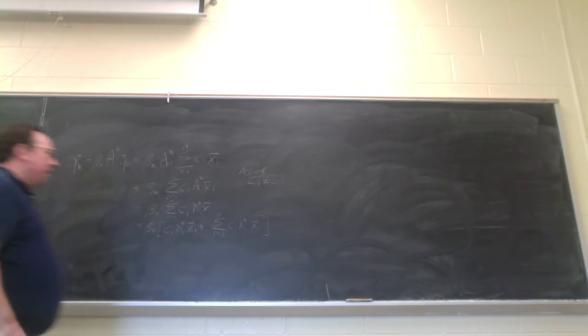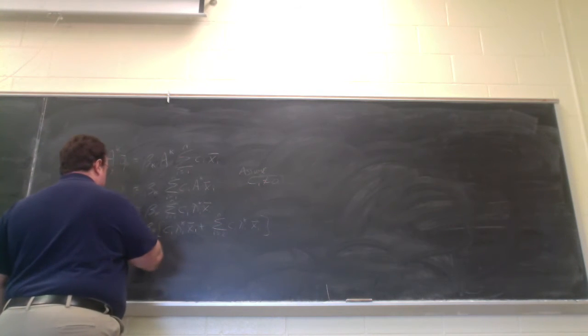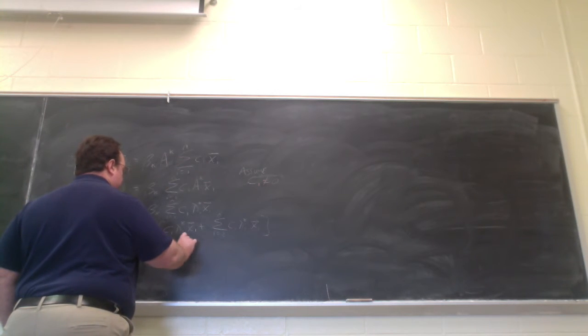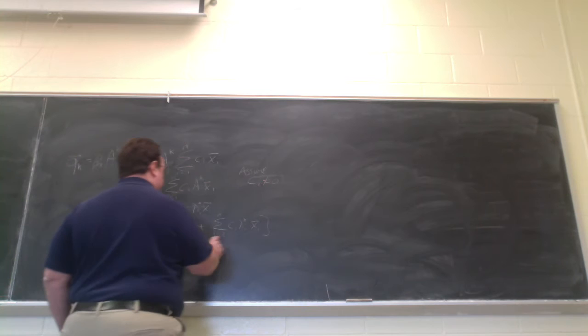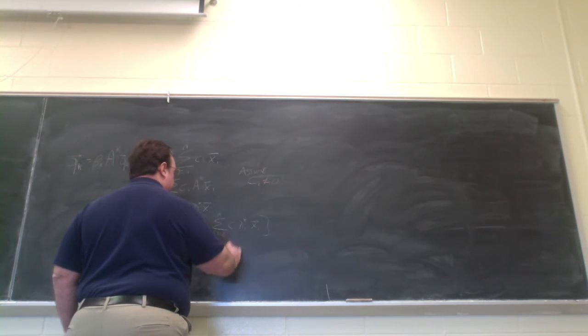Okay. Then what I'm going to do is factor out a lambda 1 to the k out of every term, out of the whole thing. C1, x1, and then Ci lambda i over lambda 1 to the k.